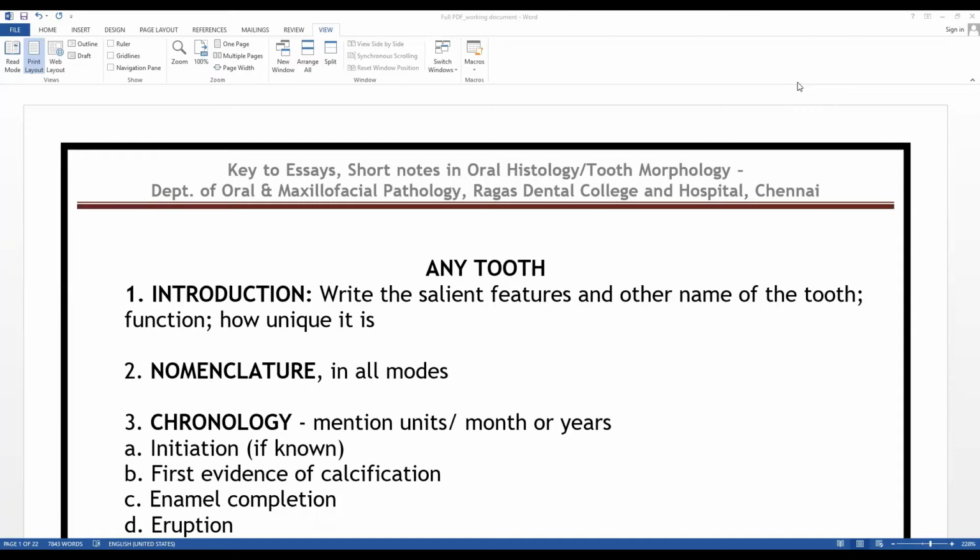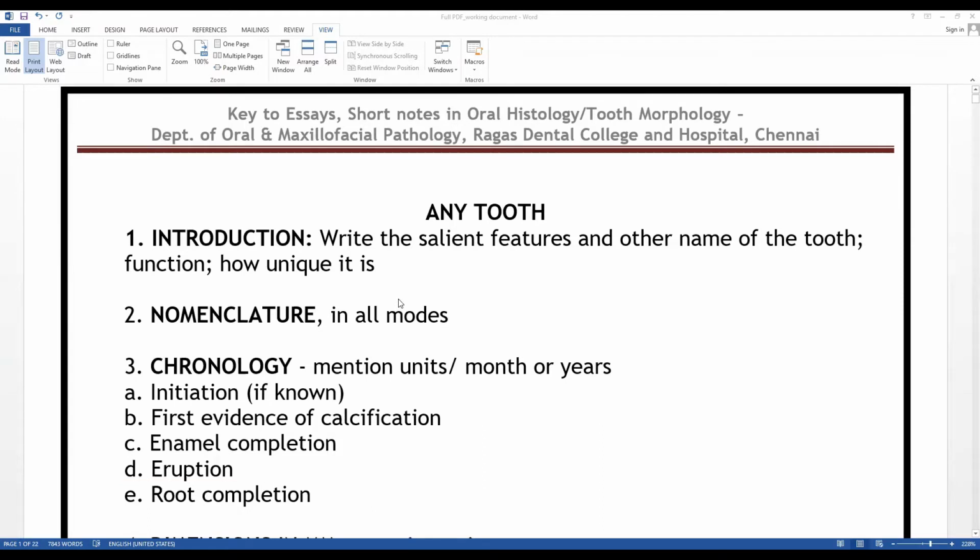When such a question is asked, usually it's an essay of about 10 to 15 marks, depending upon your university. You are expected to write a brief introduction wherein you detail the salient features and other names of the tooth. For example, if it's a canine, talk about the cuspid being the cornerstone of the mouth and how unique it is, only one per arch and the longest tooth. Each tooth has its own salient features, so that has to be mentioned in the introduction. And remember, this is a catchy phrase, so use it to your advantage because the examiners will be impressed by how you introduce the tooth to them.